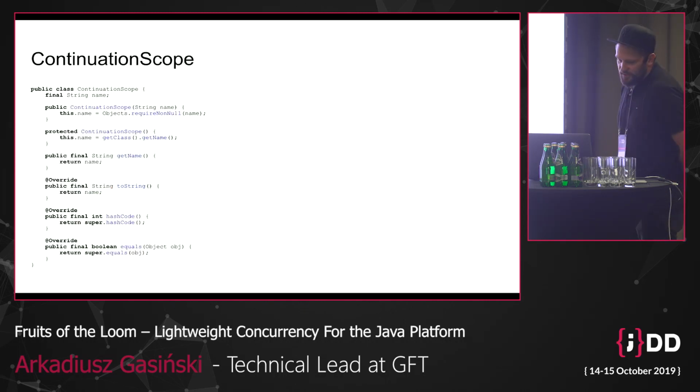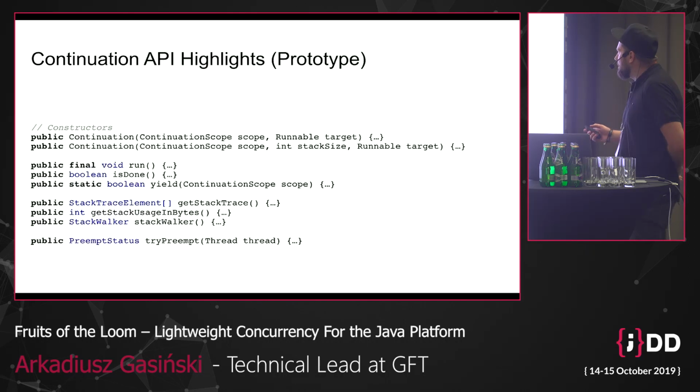So this is the continuation scope. This was the first argument that we pass when we create our continuation, and this is the argument that allows us to nest and compose continuations. And actually, when you create continuations, you can create a continuation within a continuation. And when you want to yield a continuation, maybe I'll go back to that slide for a while, because an important method that you see here is actually the yield method that pauses the computation.